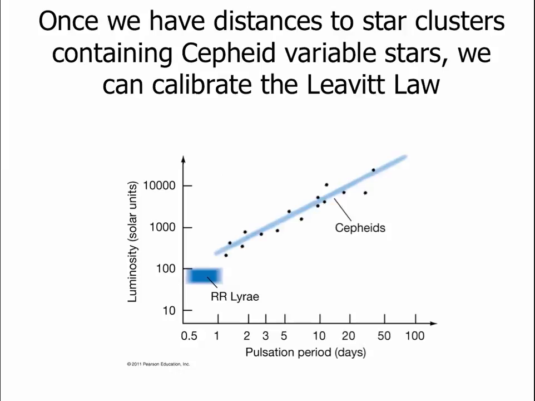Once we have star cluster distances, in some of these star clusters we will find Cepheid variable stars and RR Lyrae stars, and we can use those to calibrate the Leavitt law, because now we have Cepheids or RR Lyraes that we can see and measure their periods in star clusters that we know the distances to. And so, since we know the distances, we can calibrate the luminosities of these, which allows us to calibrate this Leavitt law diagram. And then when we go and look at more distant objects where we can see RR Lyraes and Cepheids, but we can't see the main sequence, we can still use this method to get distances.